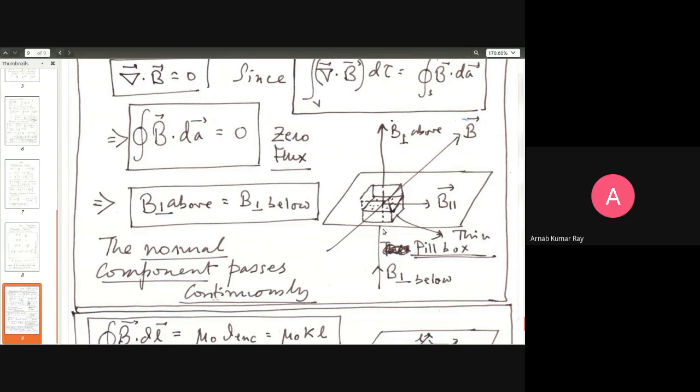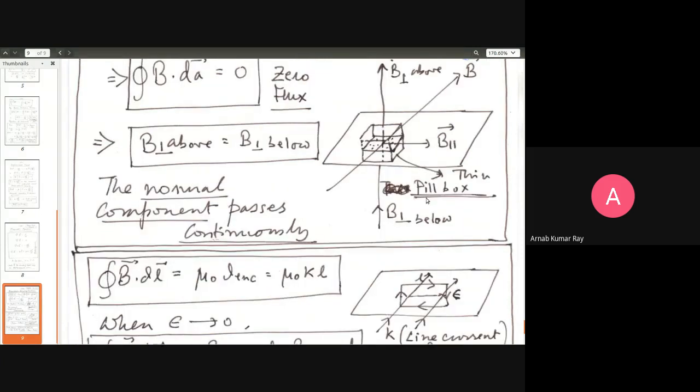Of course, here it is going into the surface and here it is exiting the surface. We're just looking at the values over there. So the normal component passes continuously. So there is no change in the normal component. But what about the parallel component? These two parallel line strokes that we have written, this is the parallel component of the magnetic field.